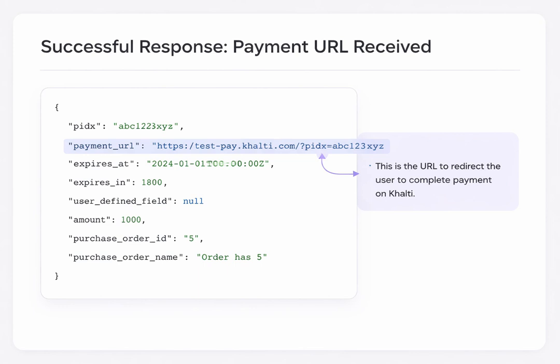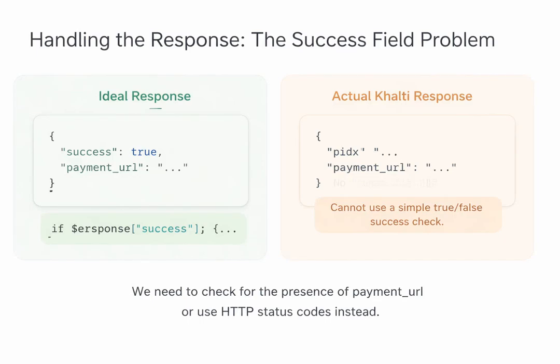The response also includes a pidx, a payment index identifier, along with expiry information and the order details we sent. This payment URL is what we need to capture and use to redirect the user. Here's an interesting challenge with the Calty API response. Ideally, when we get a response back, we'd like to check a success field. If it's true, proceed. If it's false, handle the error. That's a clean pattern. But Calty's response doesn't include a success field at all, so we can't simply write if response success equals true. Instead, we need to think of another way to determine whether the request succeeded.